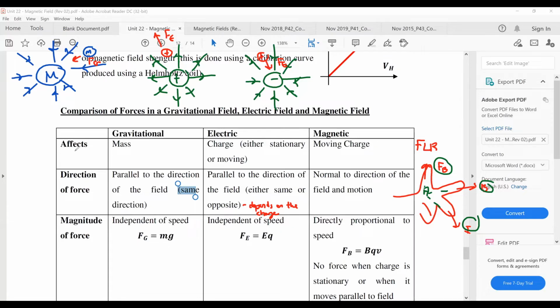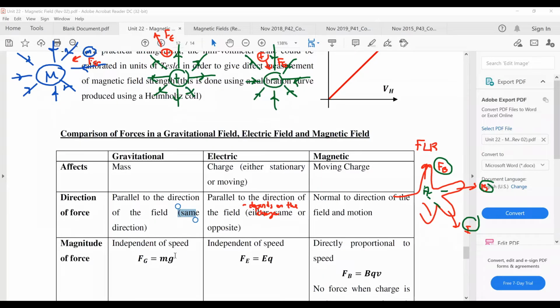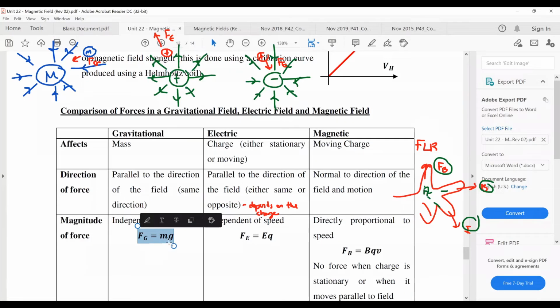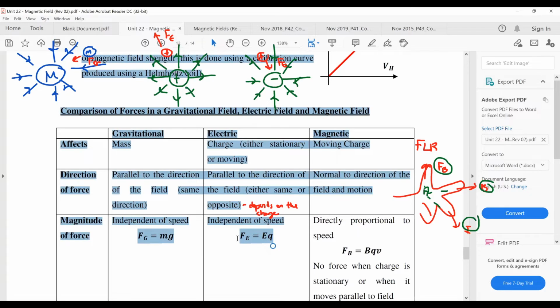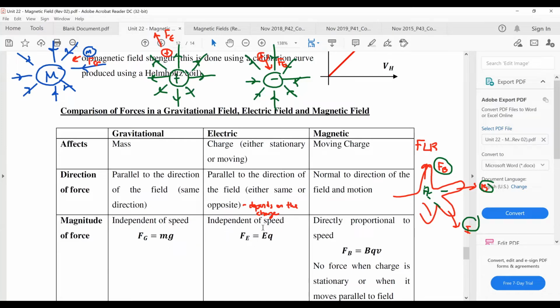Now, if you want to find the magnitude of the gravitational force, electric force, and magnetic force: Fg equals mg. You do not have any expression for speed in it, so gravitational force is independent of speed. Likewise, electric force is Fe equals Eq. There's no expression for speed inside, so it's also independent of speed. Gravitational force and electric force have nothing to do with speed. You can move faster or slower, and you're not going to change the magnitude of the force.